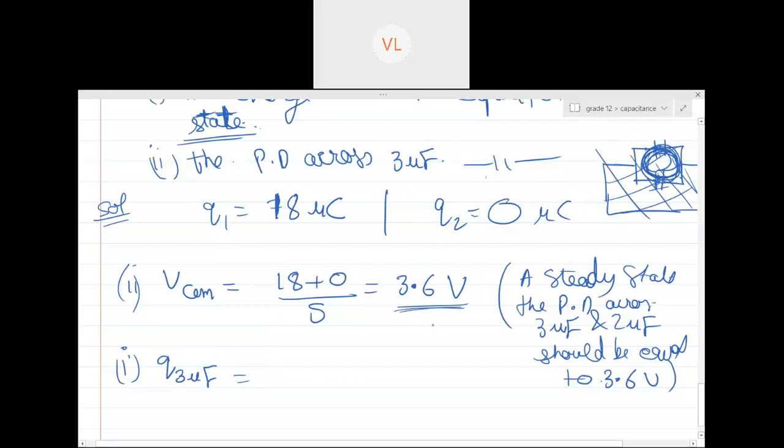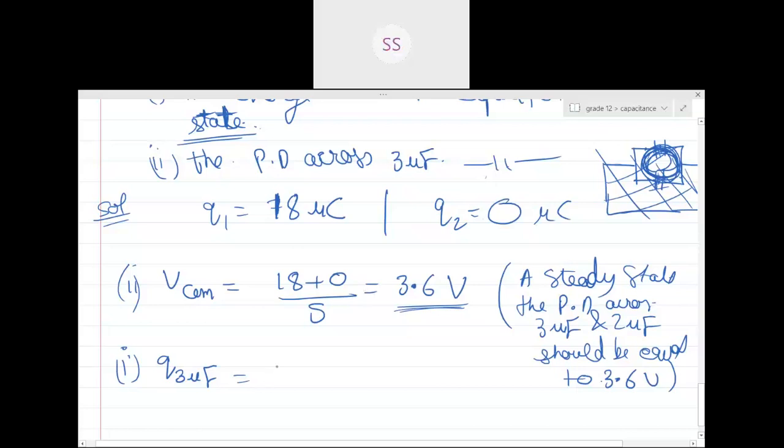Yes. The charges will be different as capacitance was different. Charge distributed will be dependent on capacitance. Yes, it will be directly proportional. But potential will be same. Yes. Charge will be distributed till the potential becomes same. Okay.